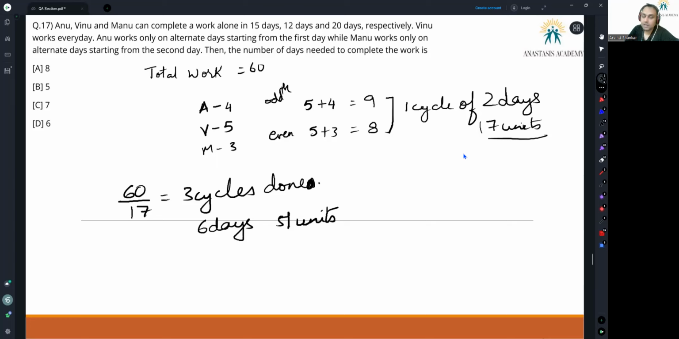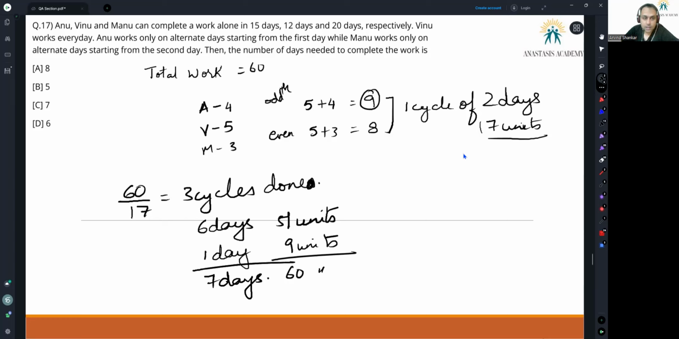If in 6 days, 51 units would have been done, next day, who comes to work? It is Anu and Vinu. So the 9 units of work that are left, they would do in one more day. Or total 60 units of work would be done in 7 days. Answer option C would work.